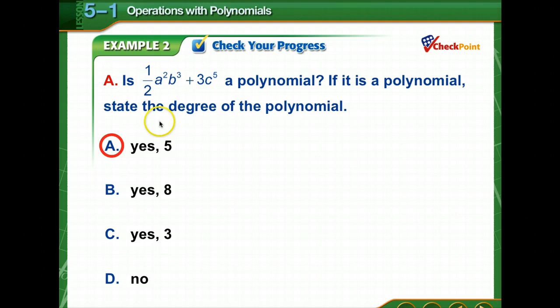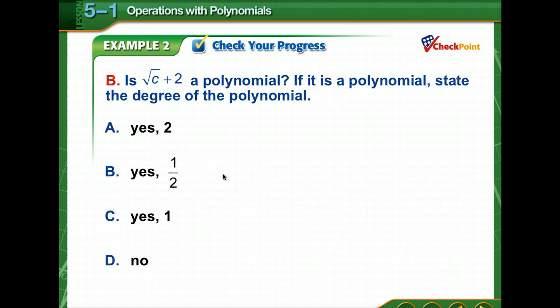Yes, it is a polynomial. Each one of these is a monomial, each term, and 2 plus 3 is 5. Very good. How about this one? Do you remember earlier the square root of c is not a monomial? Very good. This one is not a polynomial.